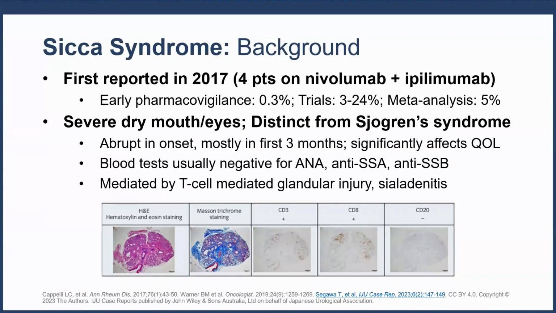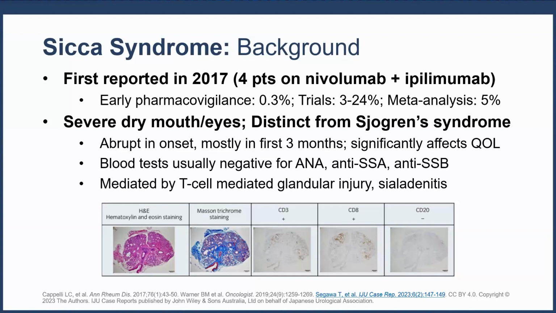There were also very few initially clinical trials that even reported about dry mouth or anything akin to that. And in those studies, there was anywhere from 3 to 24% incidence reported. So I think we're getting at now the real true incidence of Sicca syndrome sitting at about 5%, which makes it one of the more common immune-related adverse events that we see. So I think keep that in mind, that I don't think that it's fair to say this is necessarily a rare syndrome, but it is something that has been underappreciated.